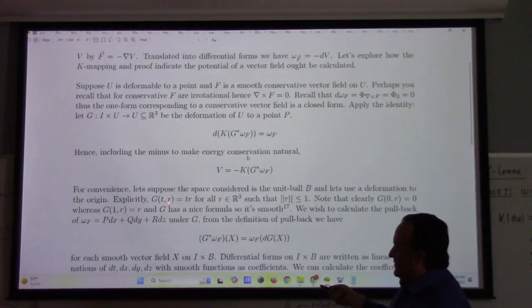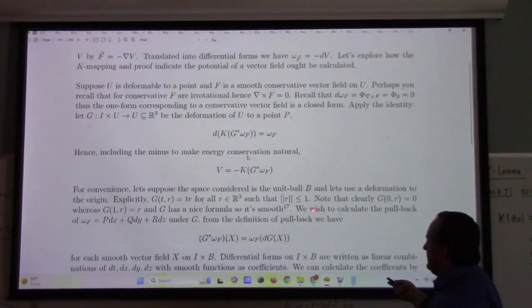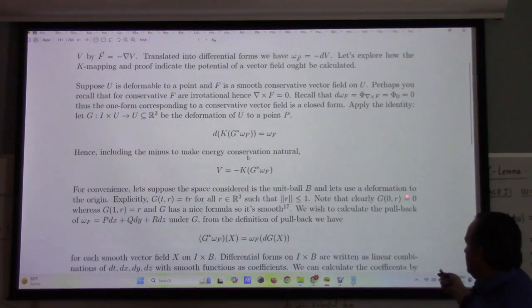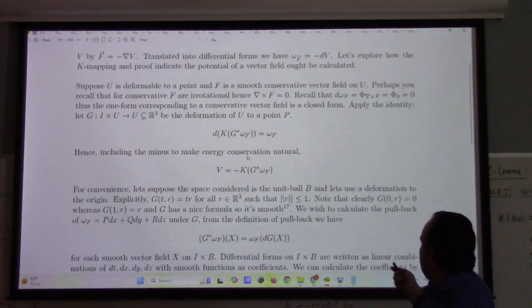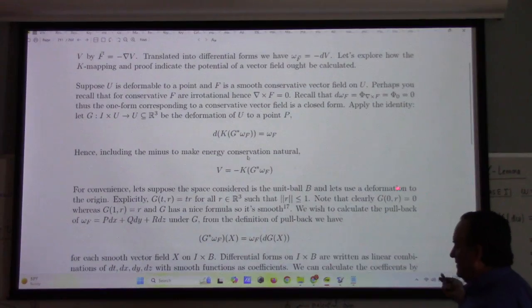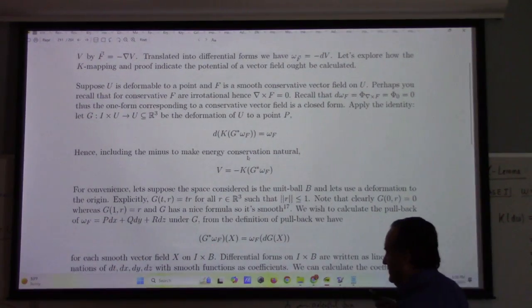So that's my deformation map. You can actually write it down explicitly. There it is. Wait a minute, I thought g of 0... oh, g of 0 is supposed to be p. The point is the origin. P is the origin here. g of 1, r is r, great. Well, let's just go on here.